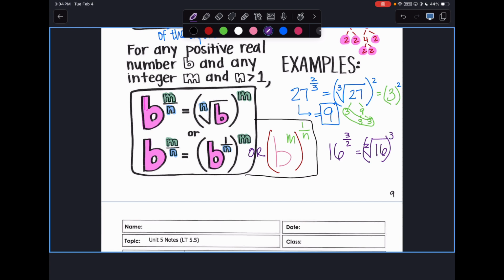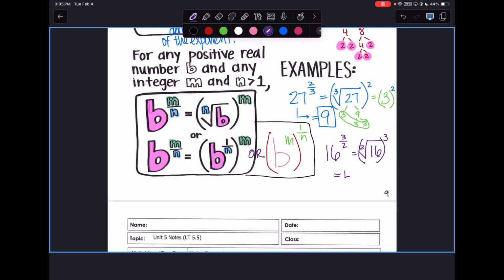Okay. Now what? Square root of 16. Yay, 4. All raised to the third power is 4 times 4 times 4. This means 4 times 4 times 4. 64 it is. Great job.